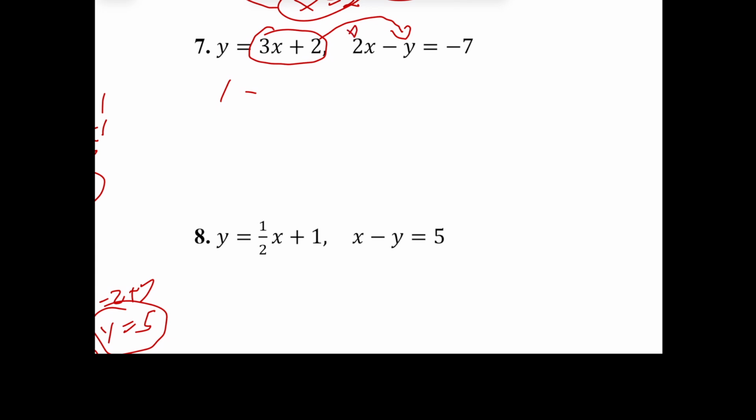I'm writing this one right here. So what I want to write is 2x minus, and remember, always substitute in with parentheses, and instead of y, I'm going to write in what y is, which is 3x plus 2. And that's going to equal negative 7.